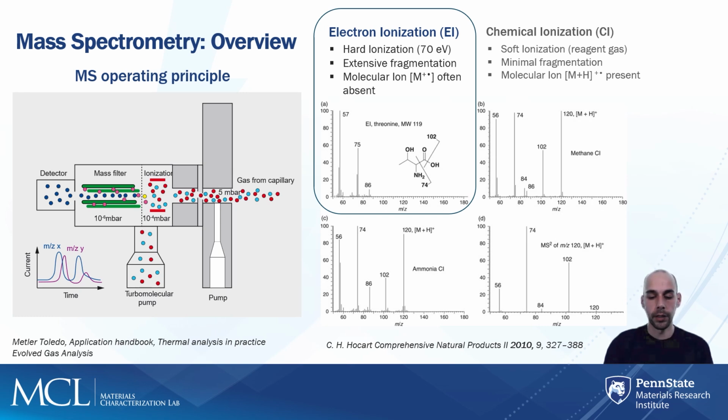While chemical ionization using reactive gas exists, evolved gas analysis often uses electron ionization, which causes extensive fragmentation of the molecule, often resulting in the absence of the molecular ion. Understanding the fragmentation pattern is crucial as it determines how we interpret the mass spectra and identify gas phase species.